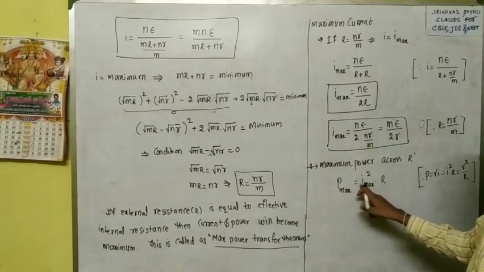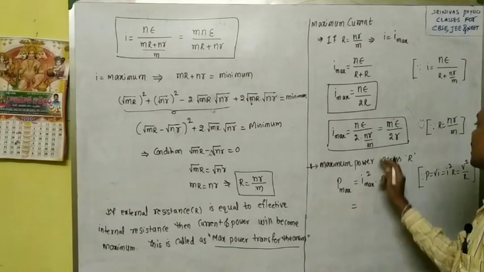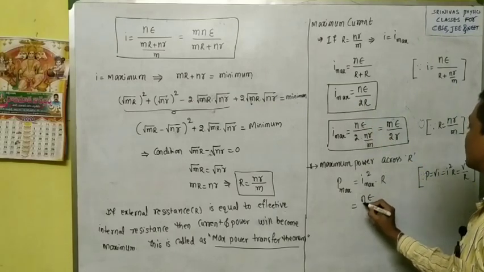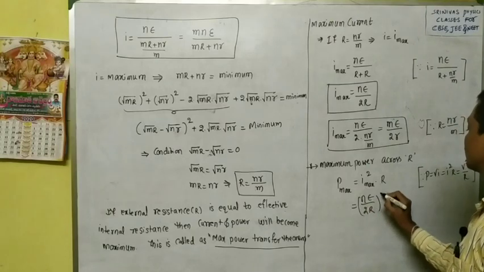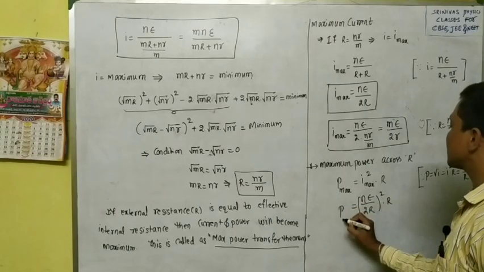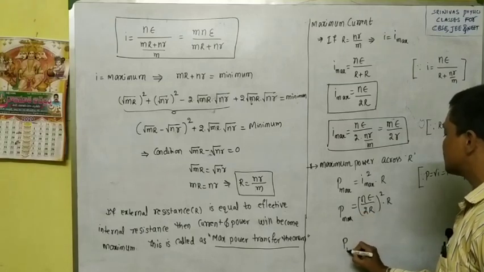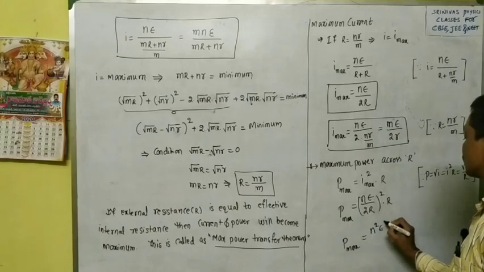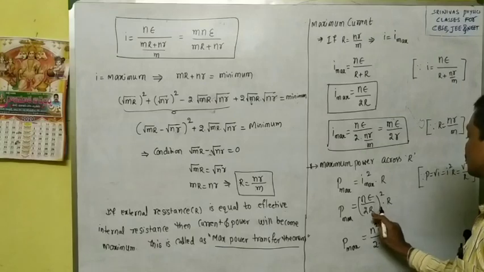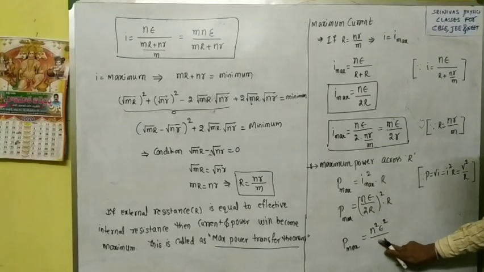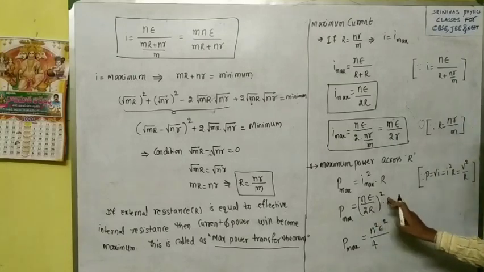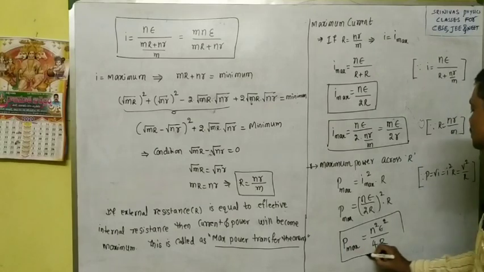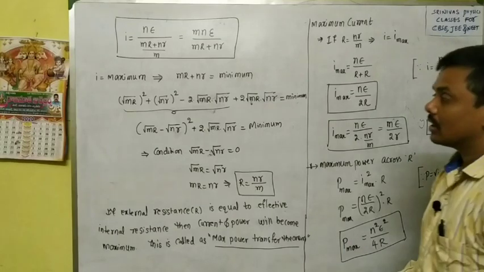If I is maximum, then you will get the maximum power. So I will use the I max formula, nE by 2R, whole square, into capital R. Then the maximum power formula is n square E square by 2 square, which is 4, into capital R square, into R. This is the formula for the maximum power transferred to the resistance.